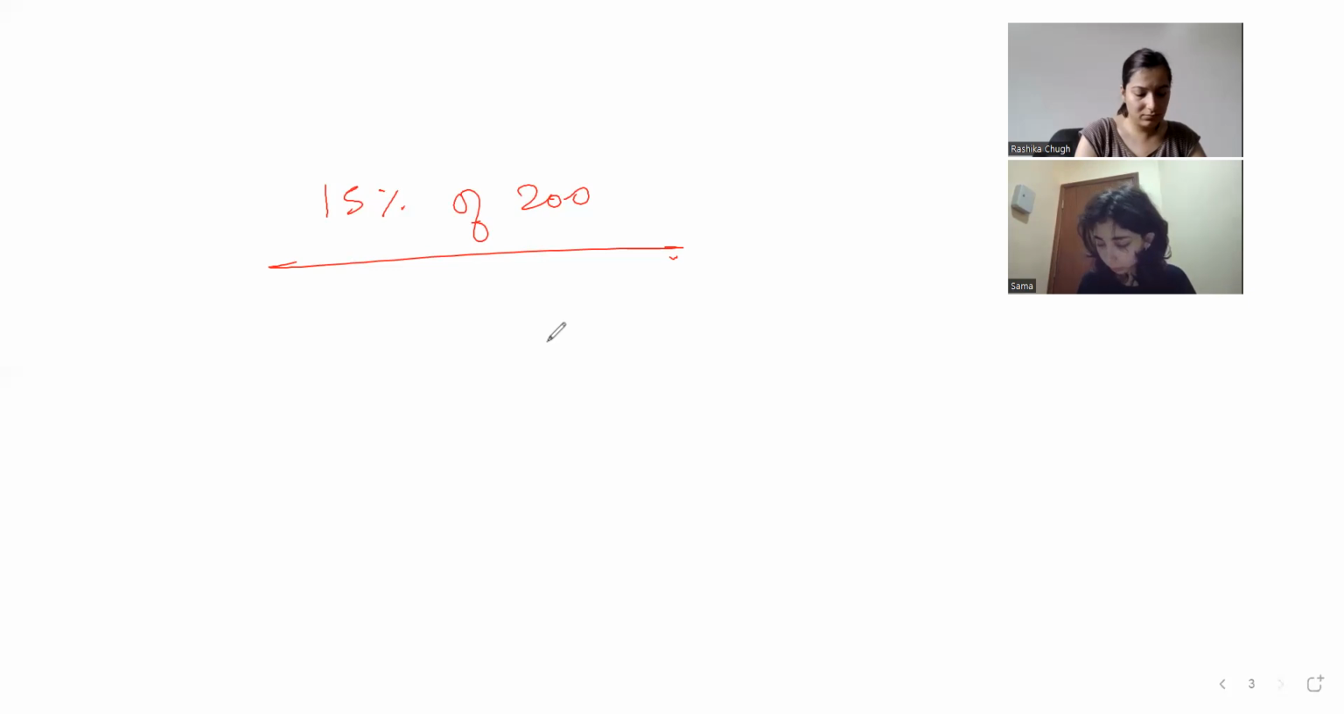15% of students. So how many students are there? 200. So 15% of 200 will give us 30 around. Correct. And the last one? They're asking how many students, not the percentage. So we have to convert that percentage into students by multiplying the 15% with 200. Similarly, do it for F also and tell me the answer. And 78 students would be for F. Yes, correct.